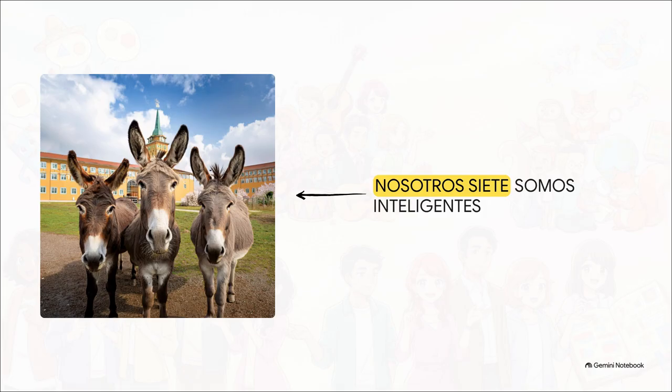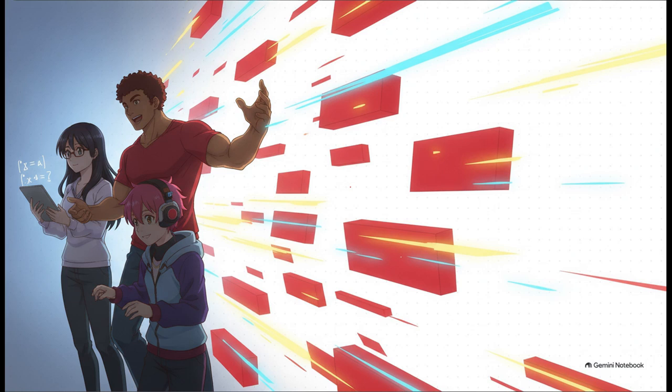Notice how absolutely everything agrees here. Nosotros is plural. Somos is the plural verb. And inteligentes has that S on the end because they're a group. They've perfectly executed the grammar rule, proving that they are, in fact, quite smart. Let's move to the next section and see how this builds into our vocabulary.